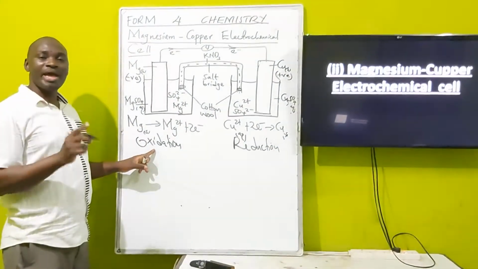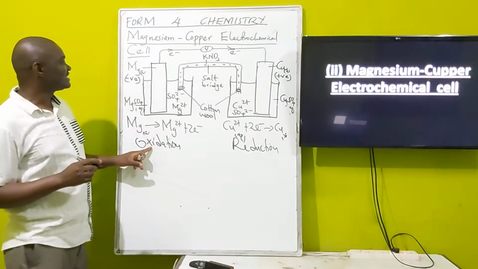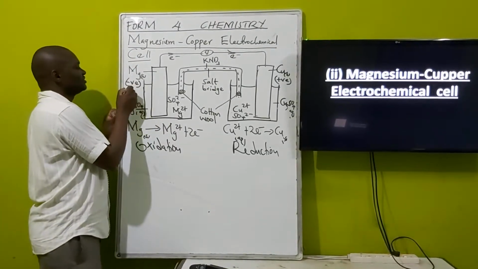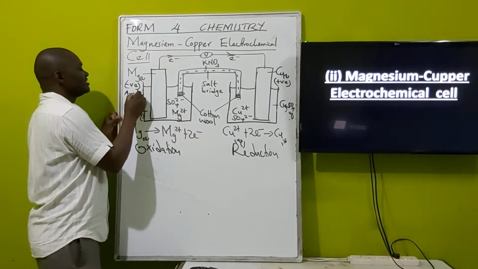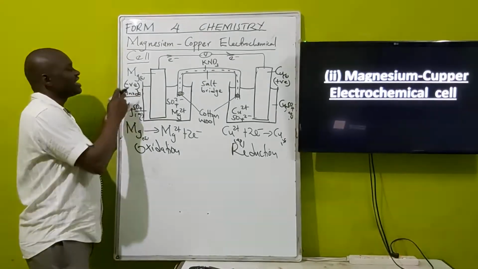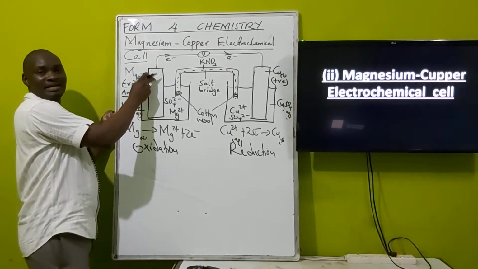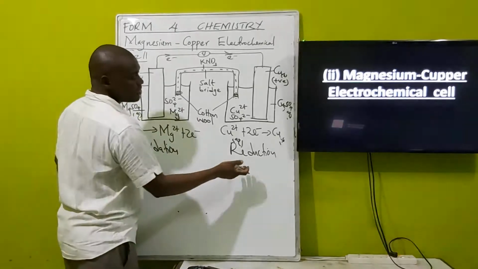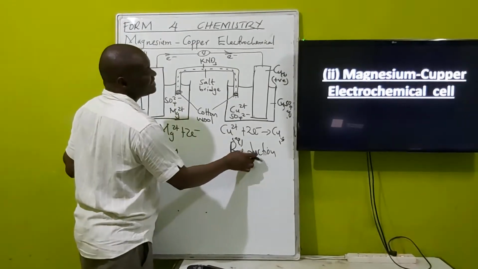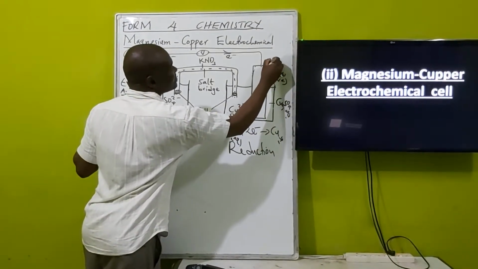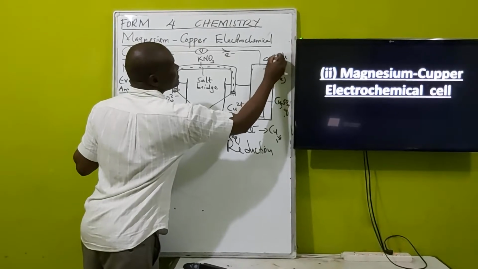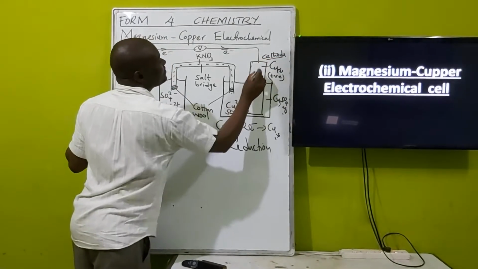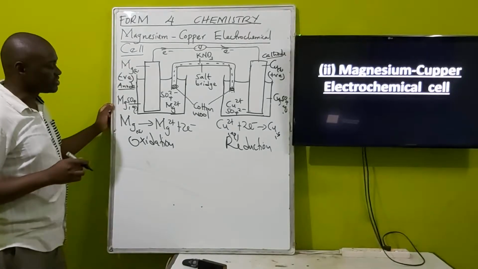The electrode where oxidation takes place is the anode. So this side we have the anode. The anode is the magnesium electrode. The one where reduction takes place is the cathode. So the cathode is the copper electrode.